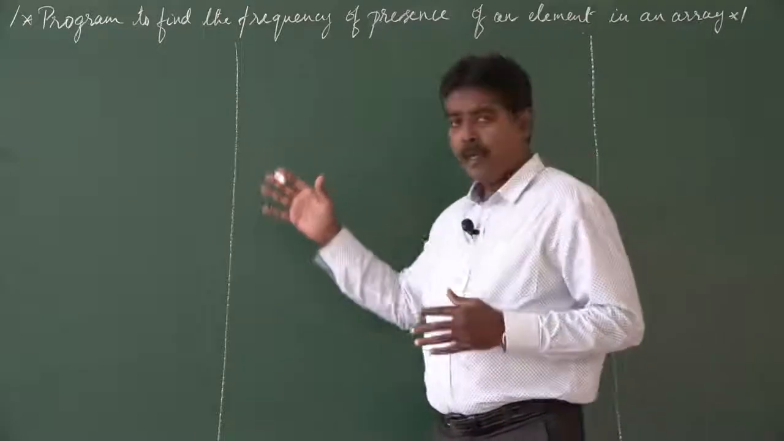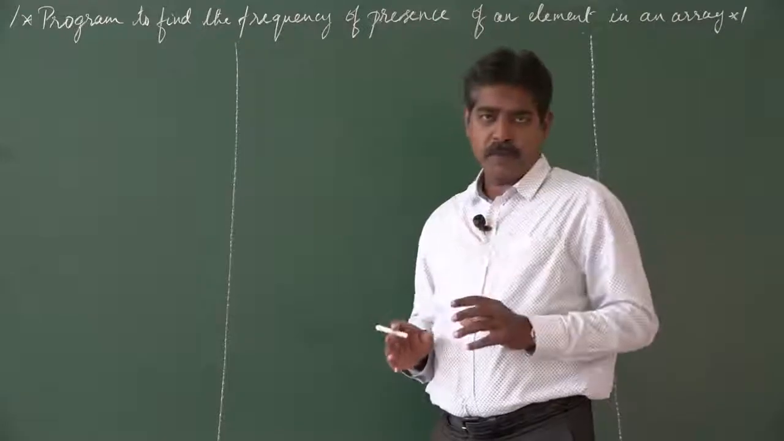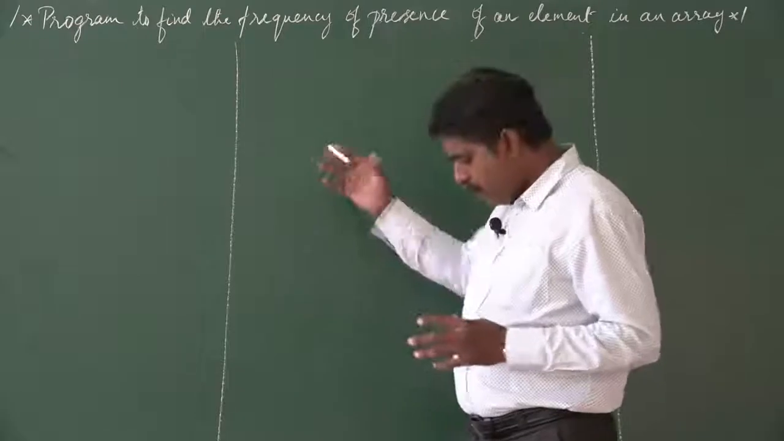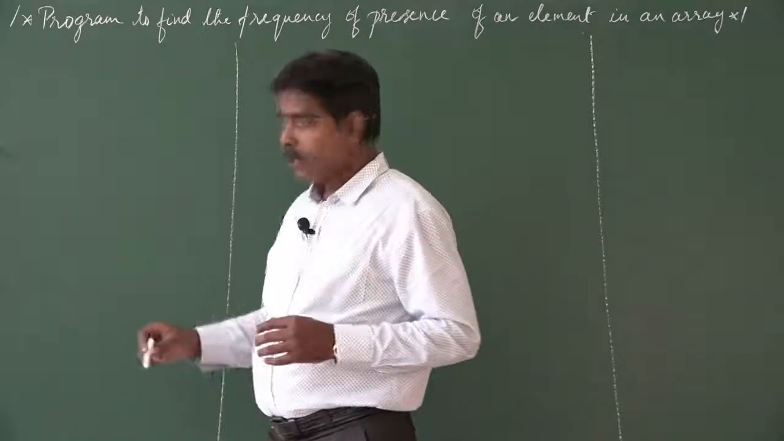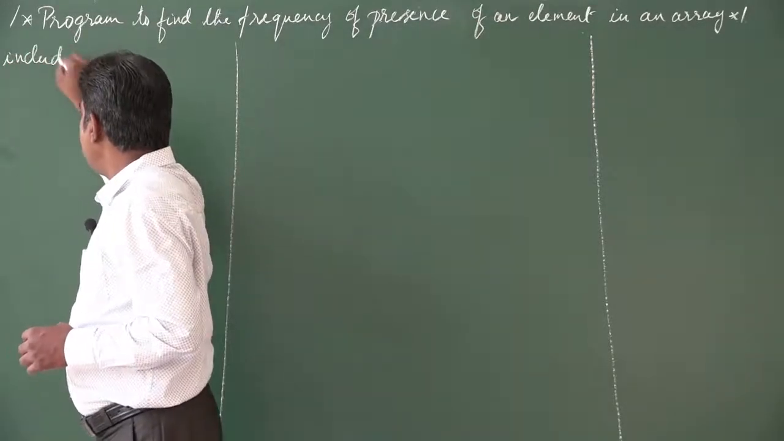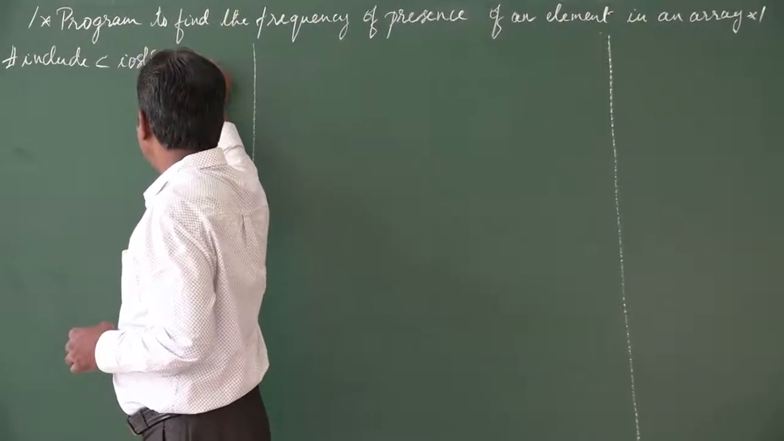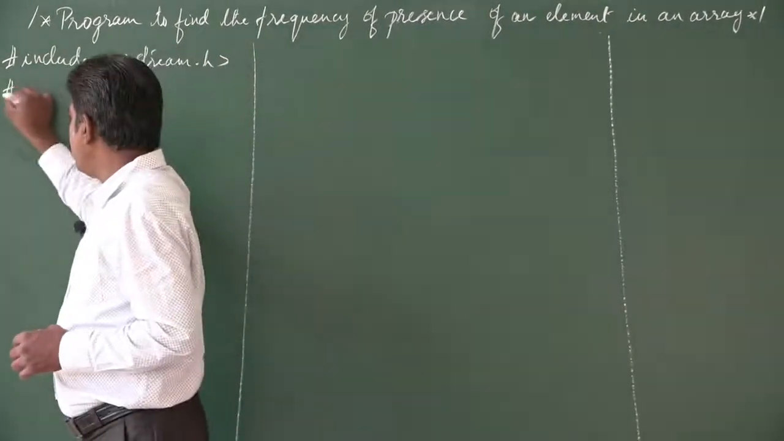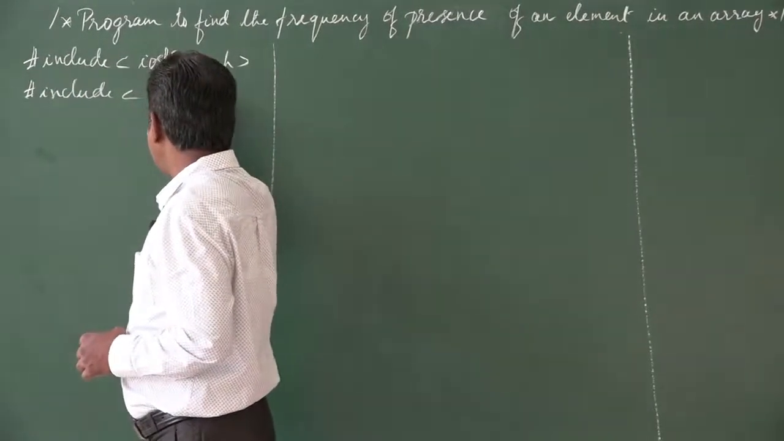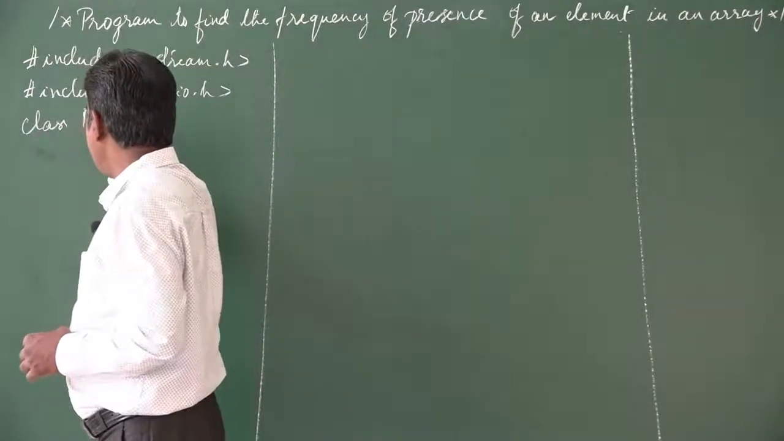So today, the first thing I would like to write here will be the logic part. First we deal with the logic part, then we construct the program. So I begin the preliminary part of the program, that is hash include iostream dot h and hash include conio dot h. Likewise, we begin with the class, and the class name will be frequency.